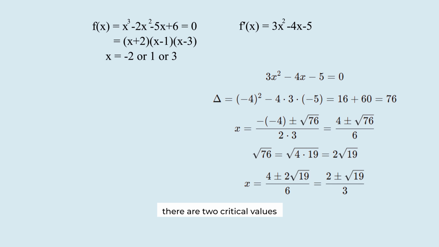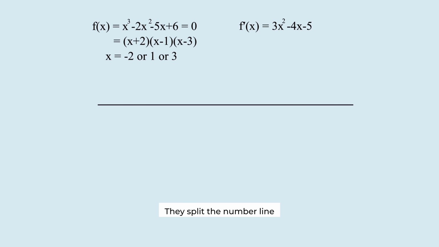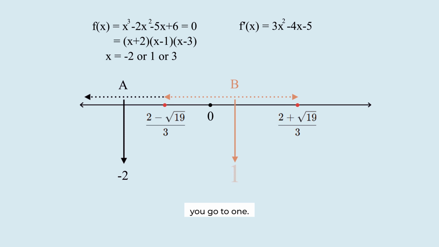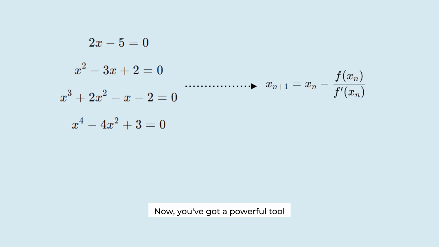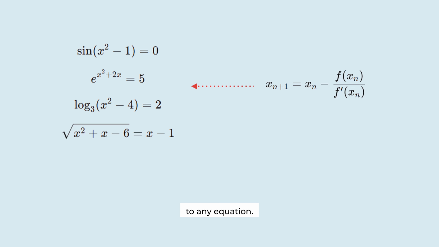Mathematically, there are two critical values where f'(x) equals 0. The values are complicated. They split the number line into 3 basins of attraction. Pick a guess less than this, you land at minus 2. Pick one between this and that, you go to 1. Pick one greater than that, you reach 3. Now, you've got a powerful tool to solve equations. Congratulations! You can apply it to any equation.